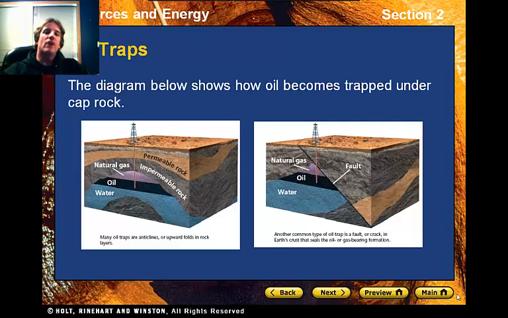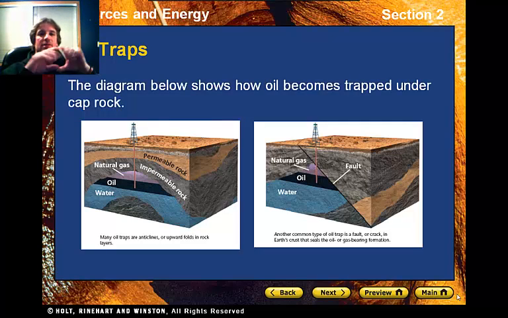And here's an oil trap. Again, you have natural gas that forms there, so we can pump that out. When it says impermeable, that means that nothing passes through that. Same thing happens in the picture on the right, although it's a shift of a fault, which traps the natural gas and the water in there, and it can't get out.